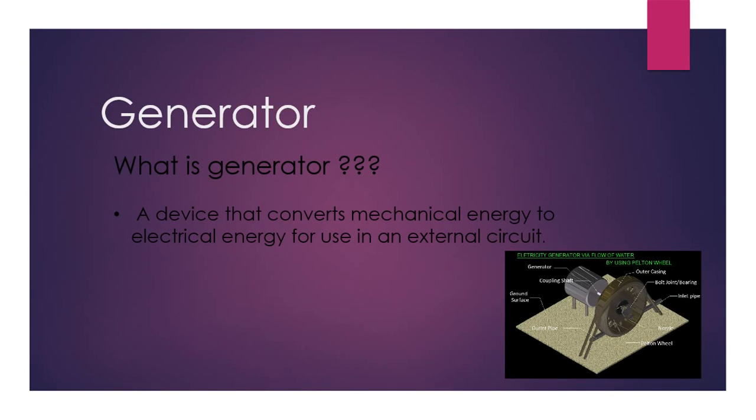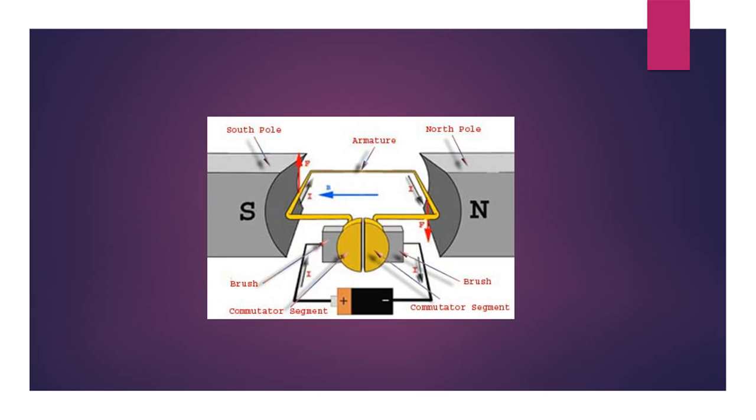Well, what is a generator? A generator is a device that converts mechanical energy to electrical energy for use in an external circuit. A generator is basically based on electromagnetic induction. In electrical generation, a generator is used with a source of mechanical energy, which includes a steam turbine, gas turbine, and also a water turbine.